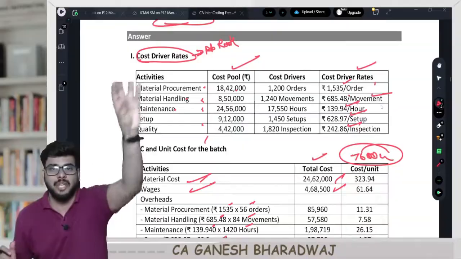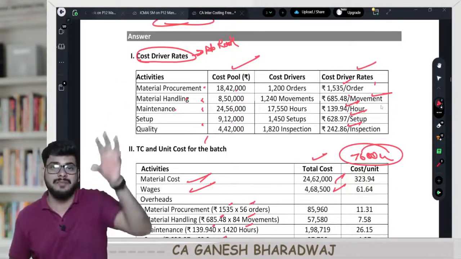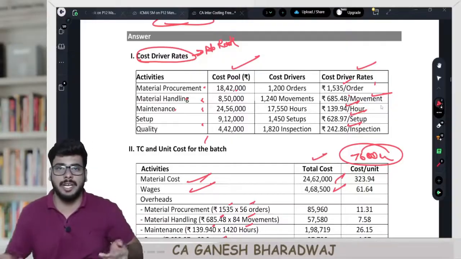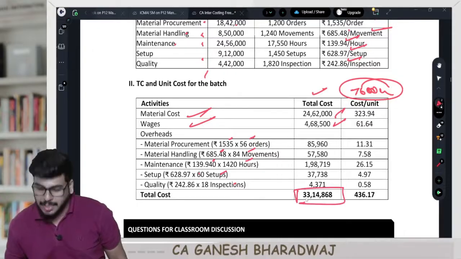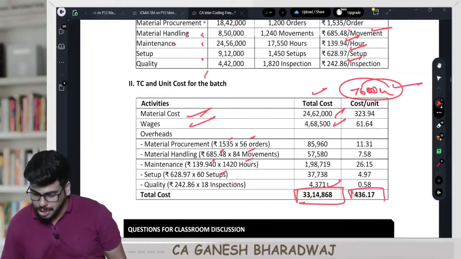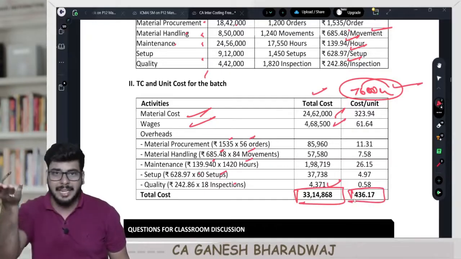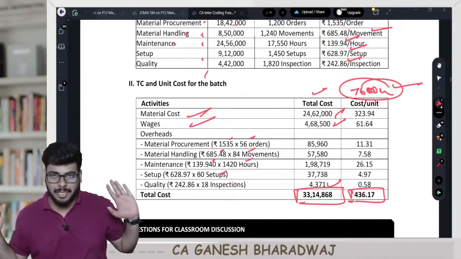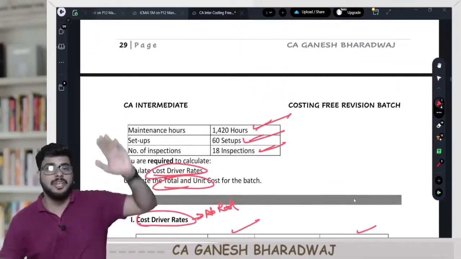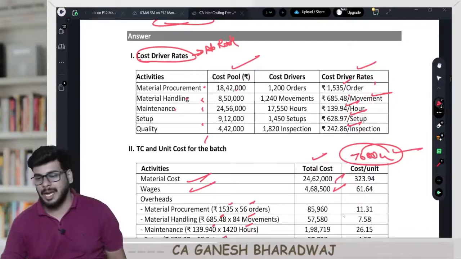That is nothing but absorption rate into base quantity consumed. Here you call it cost driver rate into cost driver quantity consumed. You just do it. So now you will get the product-wise total for this batch. What is the total cost divided by the number of units? You will arrive at the total cost per unit. Are you clear with this, guys? Anyways, this is the objective of this chapter also. Are you clear with this? The only difference is what? Instead of using departments as the base, here we used what? Activities as the base. Are you clear with this?